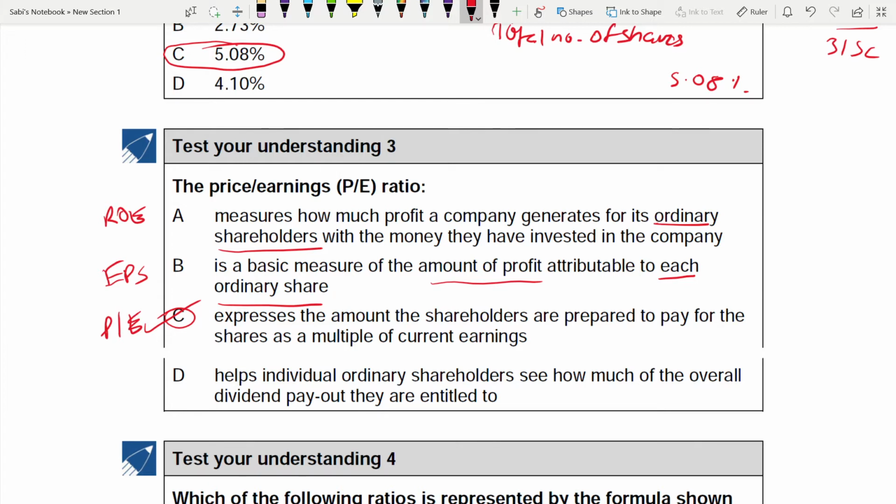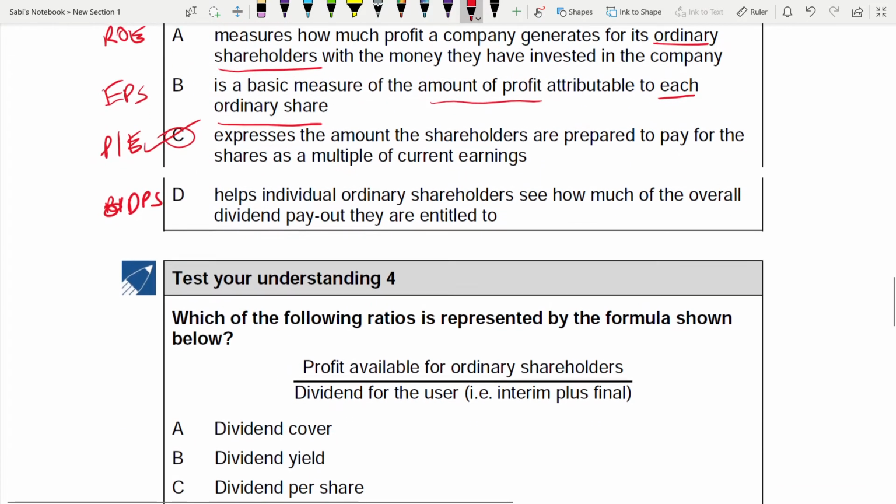And C is definitely PE ratio, which is the right answer, and D is what? Something to do with dividend, right? It's DPS, dividend per share, because this helps individual ordinary shareholders to see how much of the overall dividend payout they are entitled to. Okay. Now let us go to the fourth one.